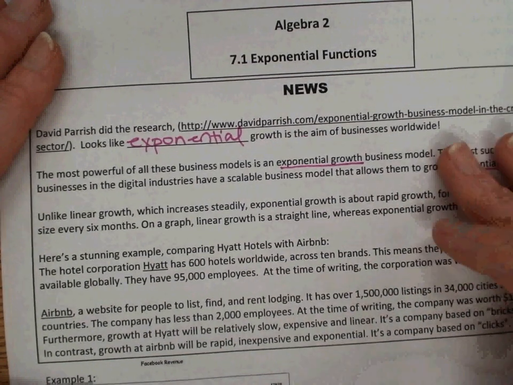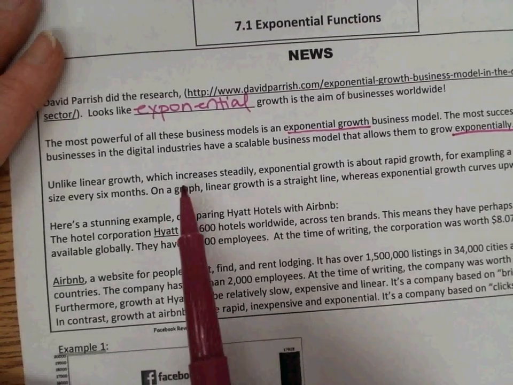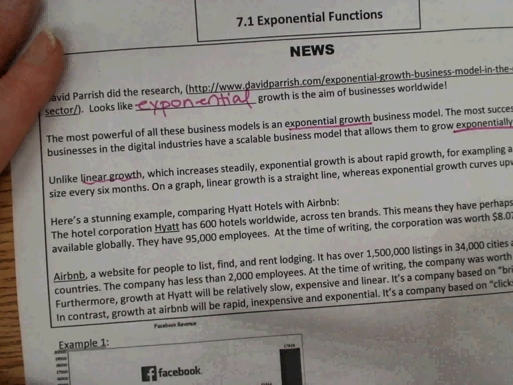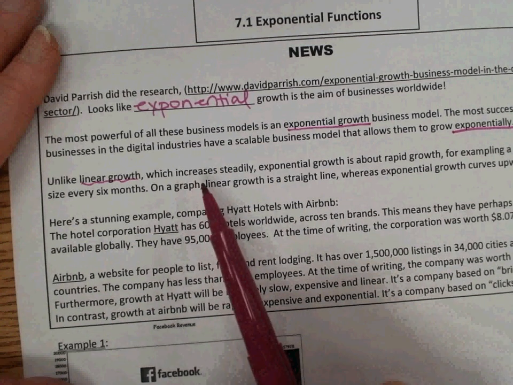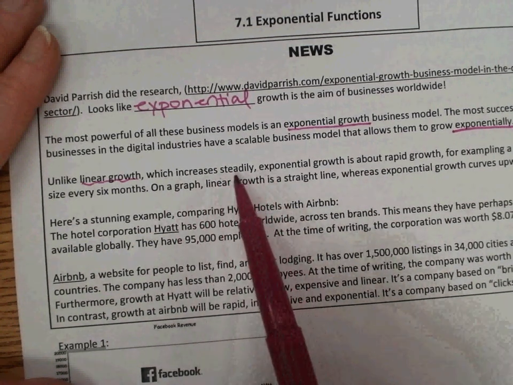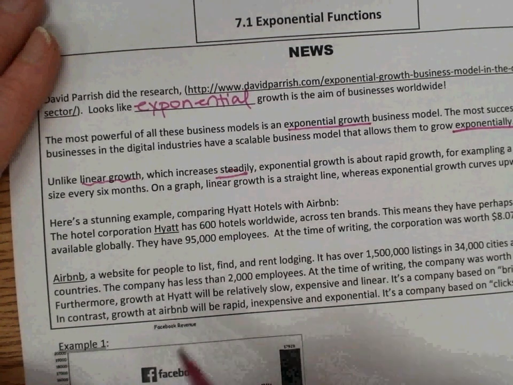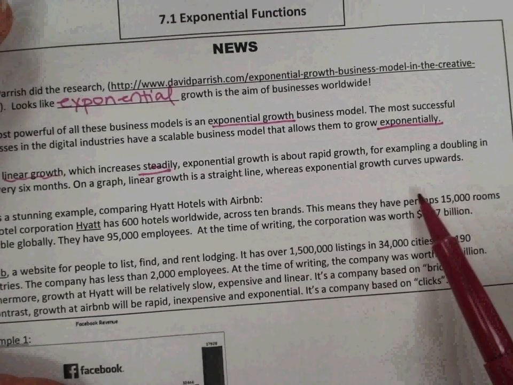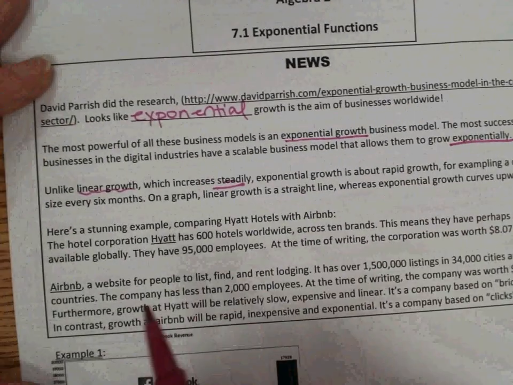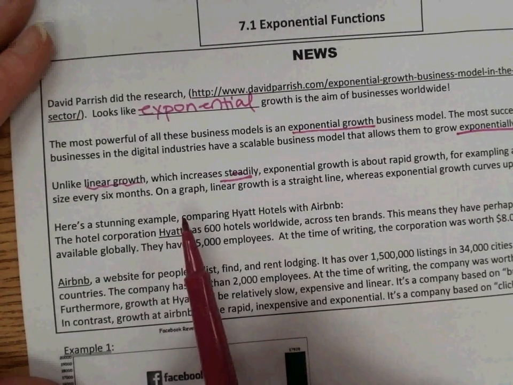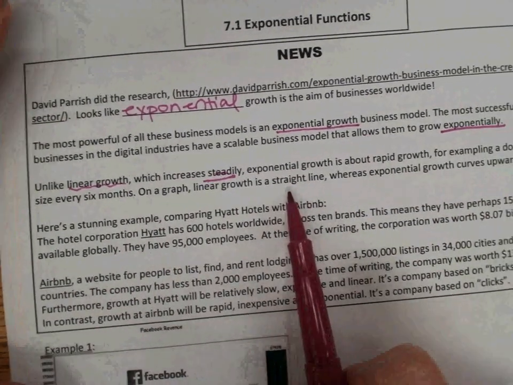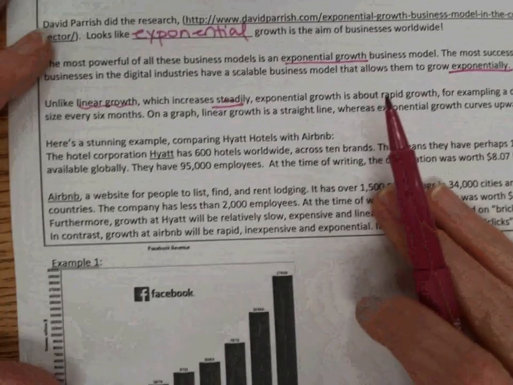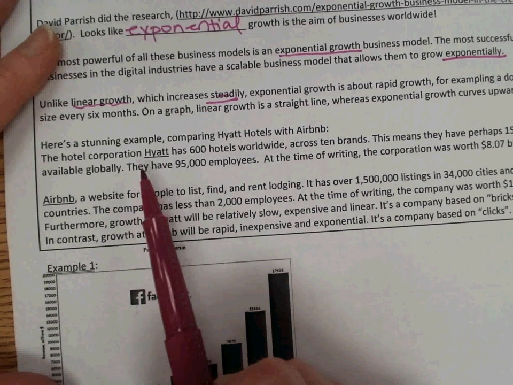Unlike linear growth, which increases steadily, so linear growth has been the trend in business models, and it does grow steadily, and that's important. Growing steadily is valuable. But now exponential growth is rapid growth, for example, a doubling in size every 6 months. On a graph, linear growth is a straight line, whereas exponential growth curves upward. And here's just one example.